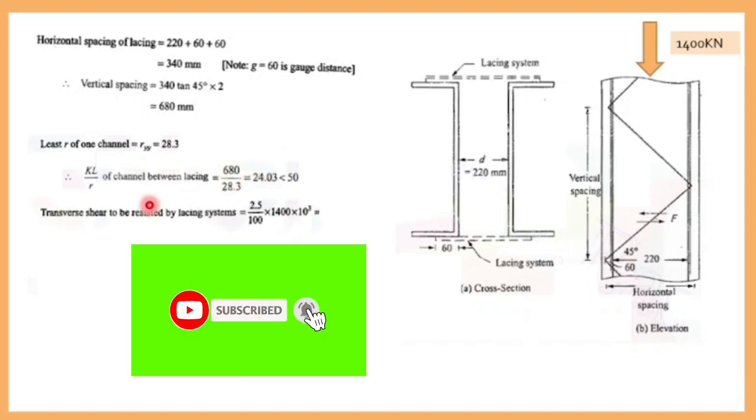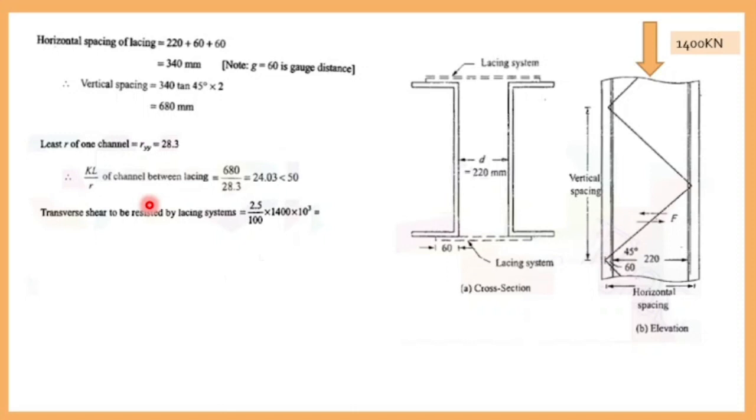Since you are only having the axial force, the design criteria is 2.5 percent of the load acting. Since it is in percentage, you can divide it by 100. 35,000 Newton. For single lacing you can keep 35,000. If you are using double lacing, you can divide it by 2. The shear force coming to lacing is 17,500. Let us check whether this force can be resisted.